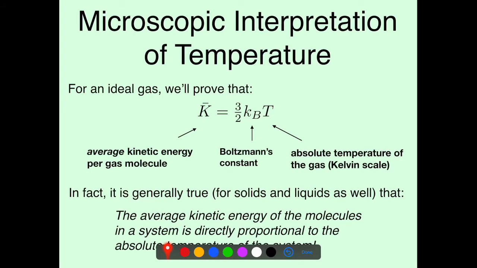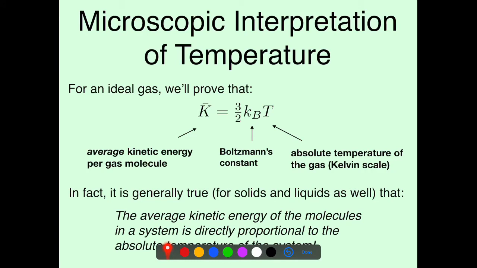By the way, in order for this to work, we have to be talking about absolute temperature in the Kelvin scale. And even though we only proved this result for an ideal gas, it's actually generally true that the average kinetic energy of the molecules that make up a system is directly proportional to temperature. So that's really what temperature means in some sense. When you say an object has a certain temperature, you're making a statement about the kinetic energy of the molecules that make up that object.